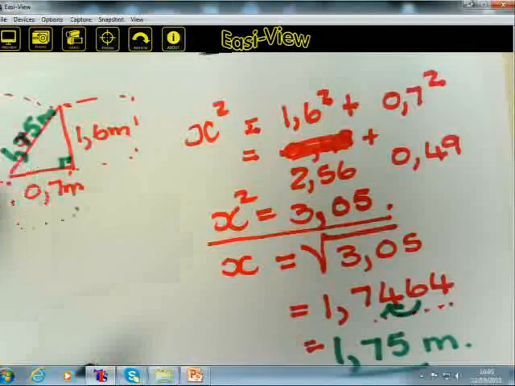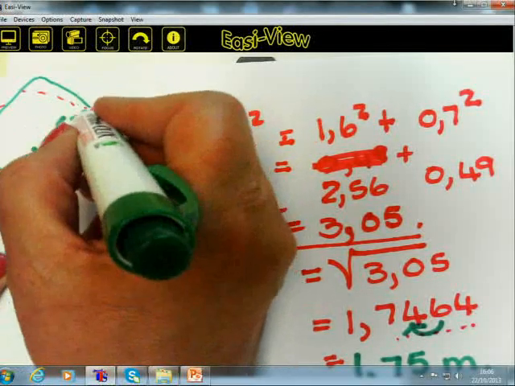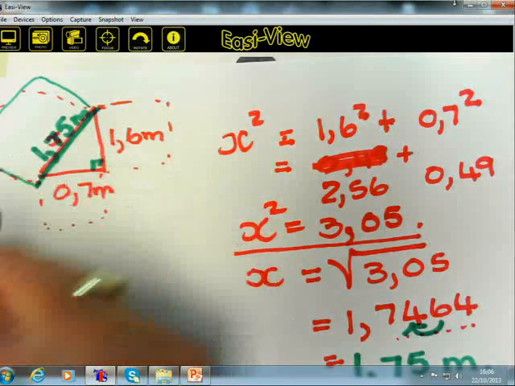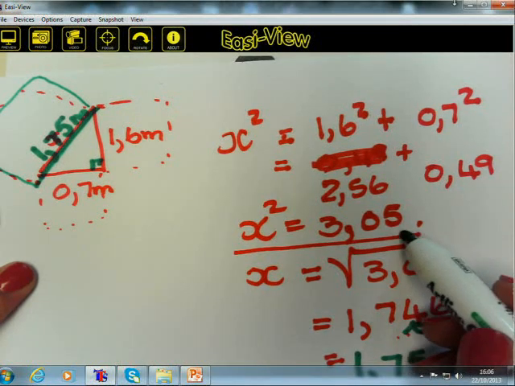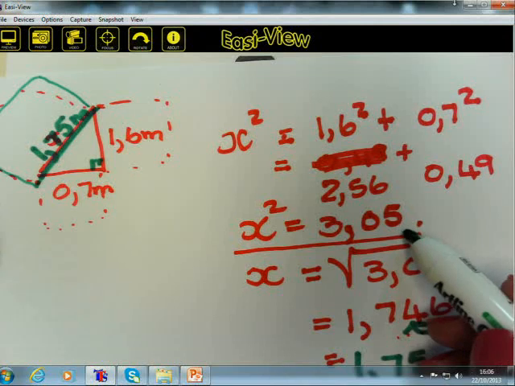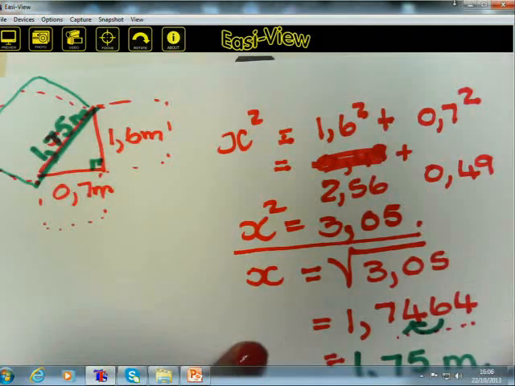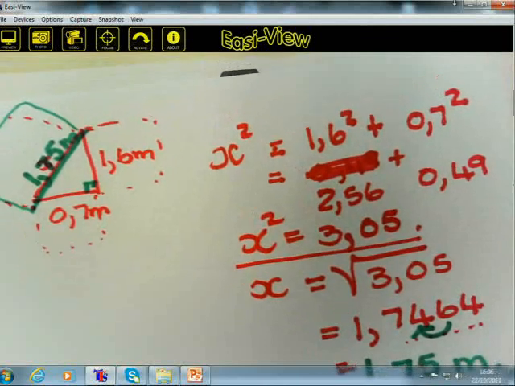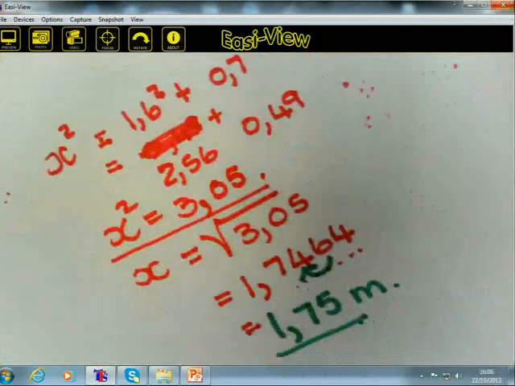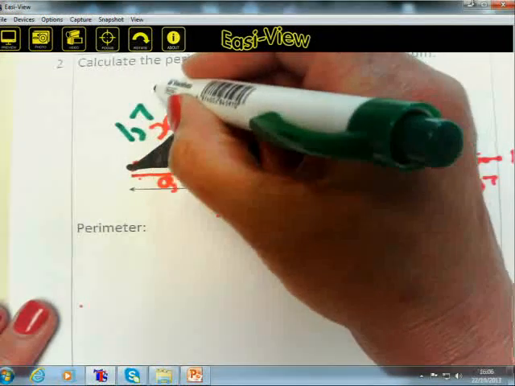But now 3,05 is this whole area here, the whole square. So to get the length of this side, I must square root it back. And this is something that learners forget to do. You get that 3,05 and you work with that, and that's not right. Please remember that the answer that we get here is the whole square, so we must square root it back, and the answer then is 1,75. Let's get back to the original sketch that we had. We now determined that this is 1,75.